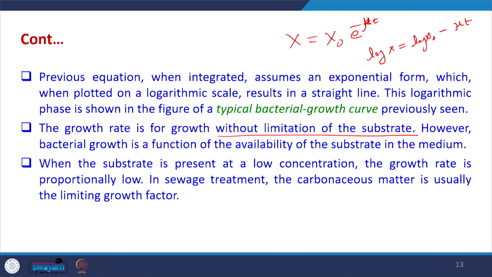However, the bacterial growth is a function of the availability of substrate in the medium. So, we should not use this particular equation, because the growth rate of x is actually a function of substrate also. When the substrate is present at a low concentration, the growth rate is proportionally low, and in sewage treatment the carbonaceous matter is usually the limiting growth factor. So, the growth happens depending upon how much organic matter is present or not present.